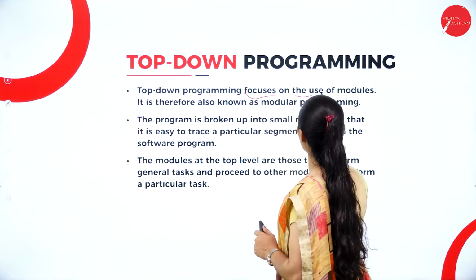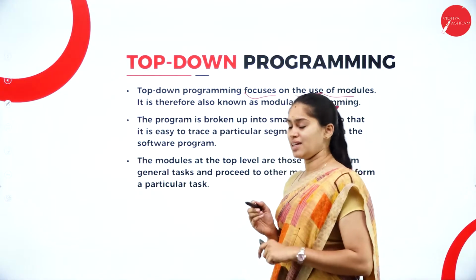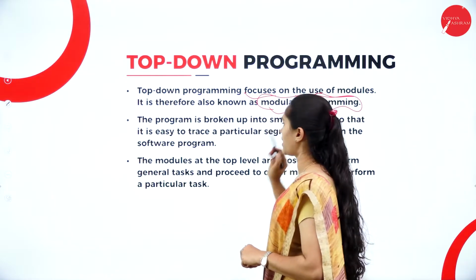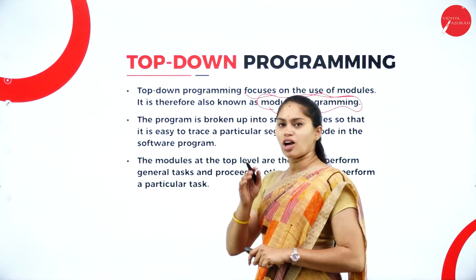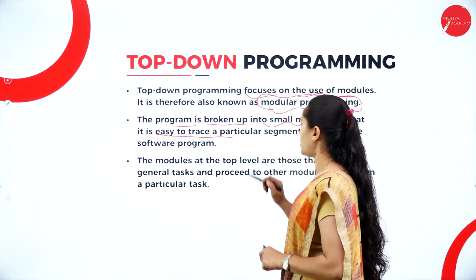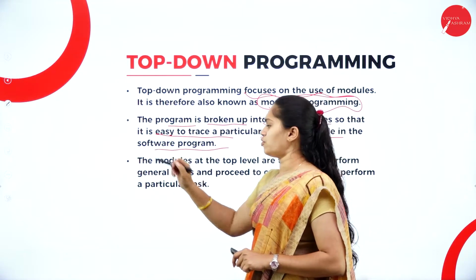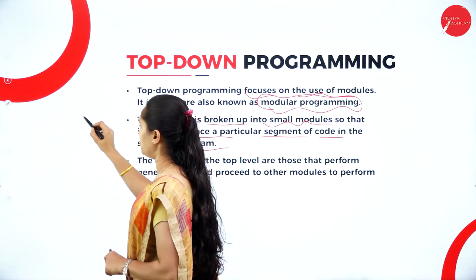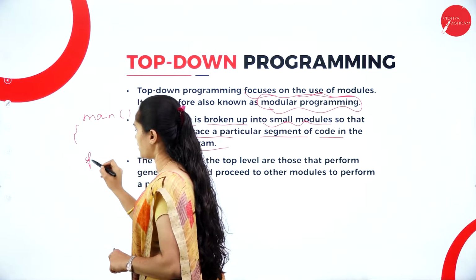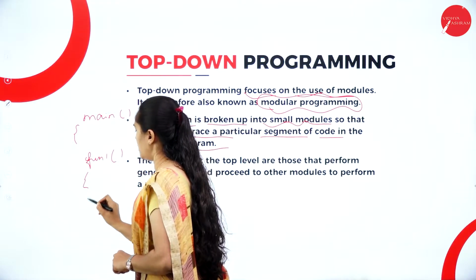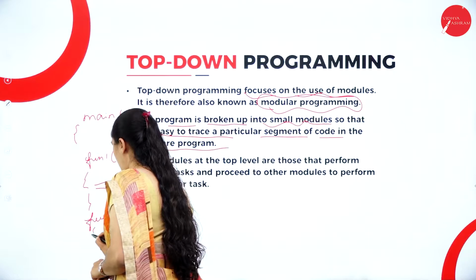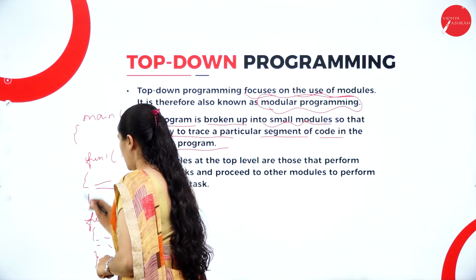It mainly focuses on the use of modules. That is the reason we call this top-down approach modular programming. So here, in a top-down approach, the program is broken up into small modules so that it is easy to trace a particular segment of code in the software program. First we have a main function. In that main function, there will be a number of functions. Let me consider function 1, and also function 2, and each will perform a particular task like this.